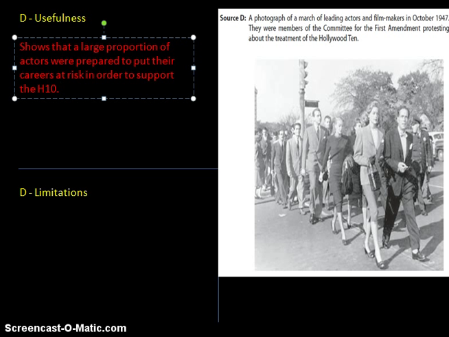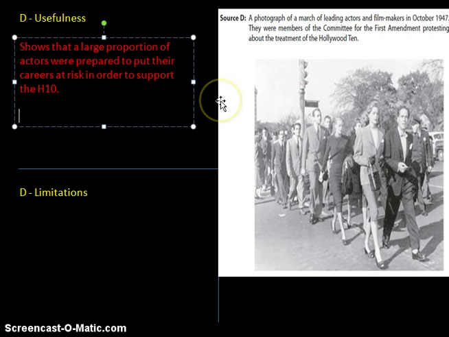Bear in mind as well that we know that at this time, if you stood up for somebody who was being accused of being a communist, then you were actually putting yourself at risk as well, which makes this even more useful and even more interesting, I suppose. The other reason I would say that this was useful is because it tells us that people came out in support of the Hollywood 10 using the First Amendment, which related to freedom of speech, freedom of religion. And so it tells us that it wasn't just the Hollywood 10 who were wanting that to be enforced, but that lots of people supported the Hollywood 10 in that. Now, that would be one box.